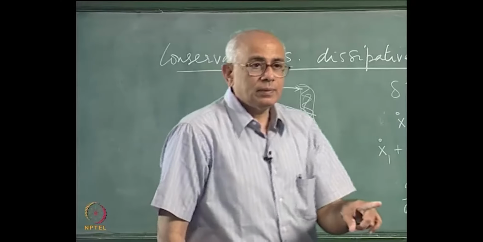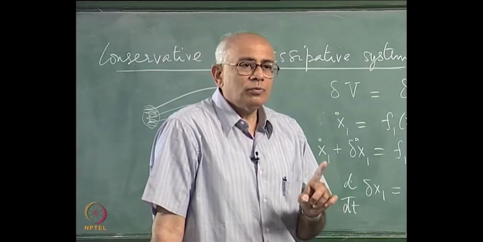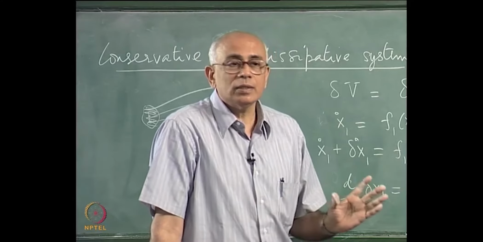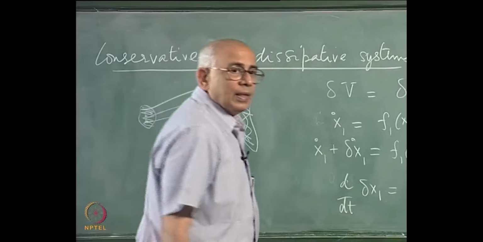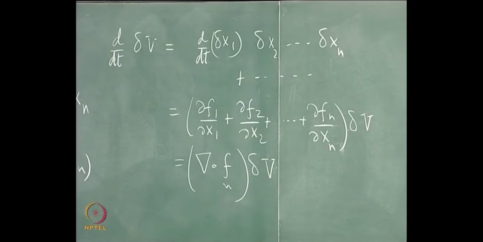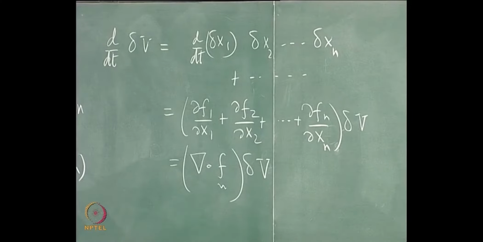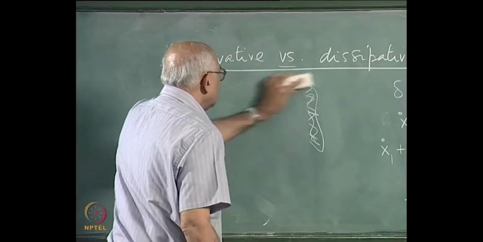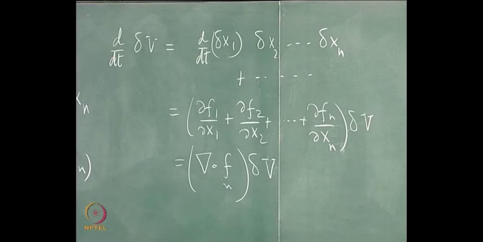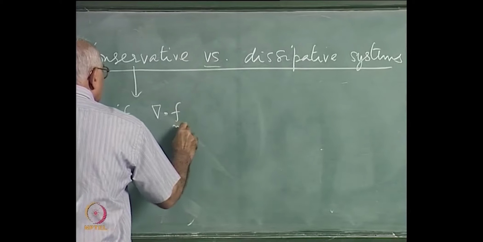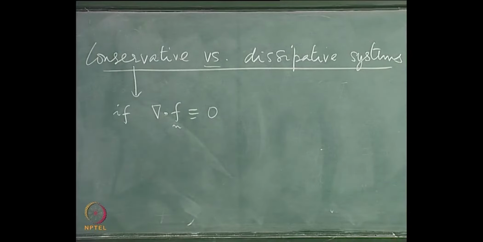If I now define my conservative system as one for which the volume element in phase space, whatever volume element you focus on, does not change as a function of time, then this is true if and only if the divergence of this vector field vanishes identically, and I define my conservative system in this fashion. So let me define: the system is conservative if del dot F is identically 0.